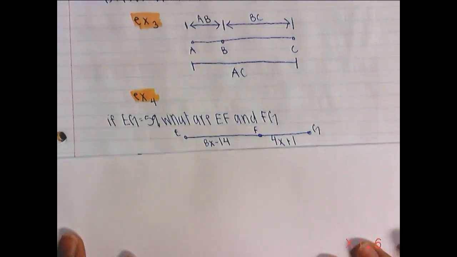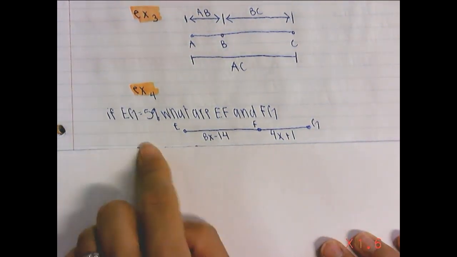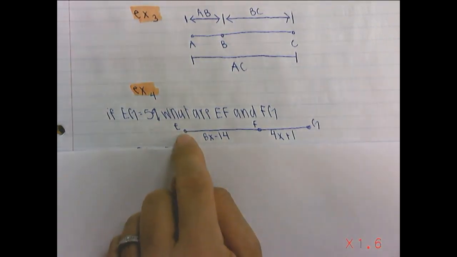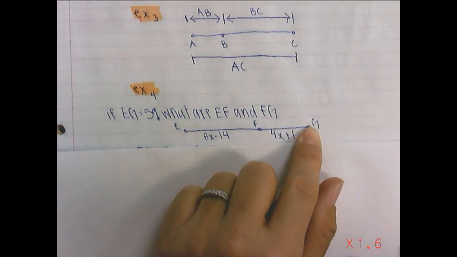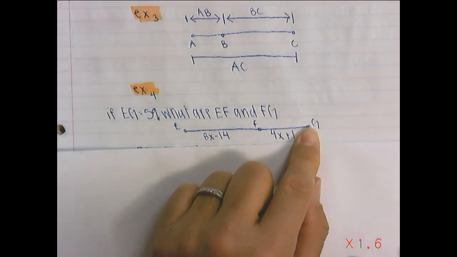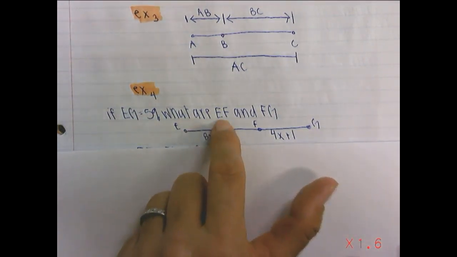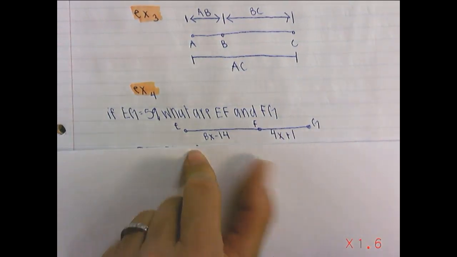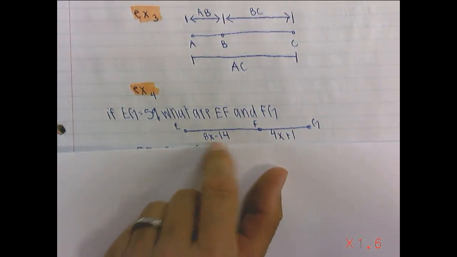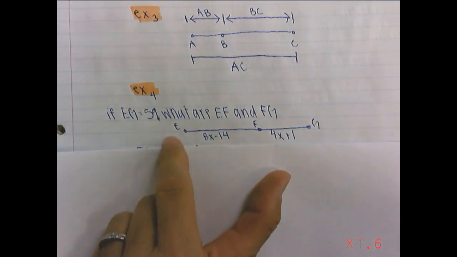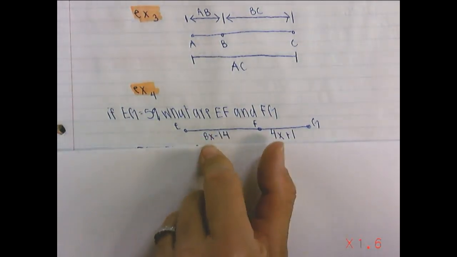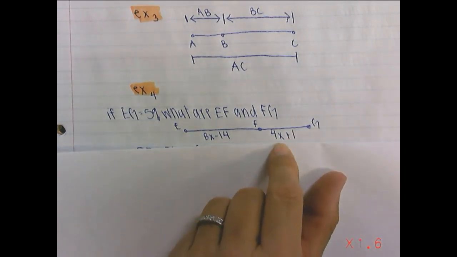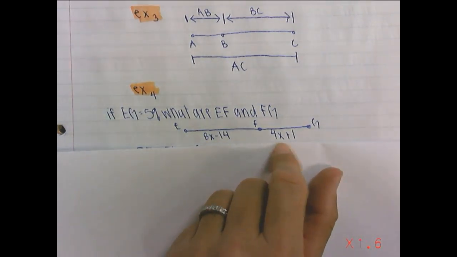Let's use it with real numbers. Okay, EG is 59. All right, so all the way from E all the way down here to G is 59. We want to know what EF and FG are. Okay, we want to figure out their measures. Unfortunately, it gives us an expression. It doesn't give us an answer. It says that EF is equal to 8x minus 4, and that FG is equal to 4x plus 1.